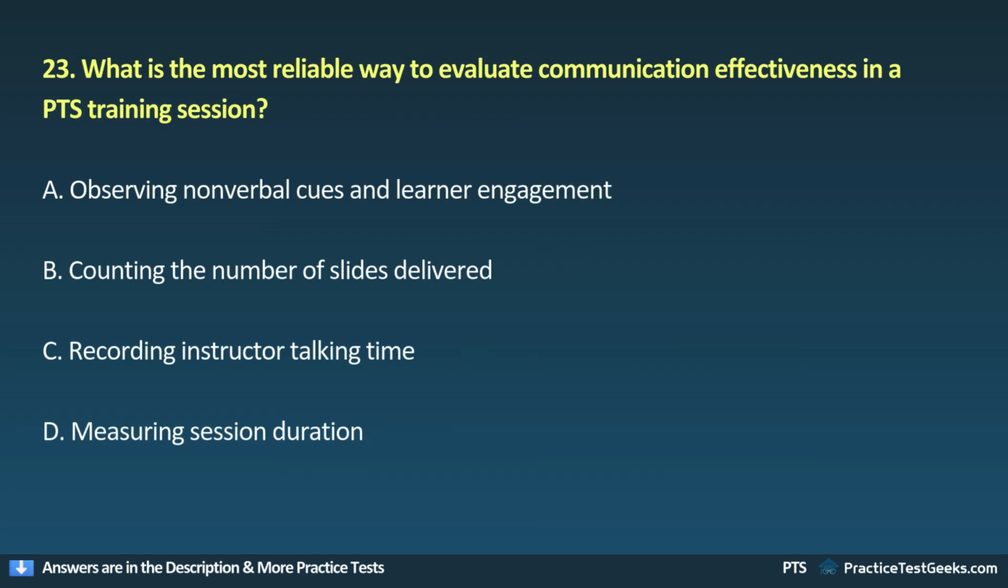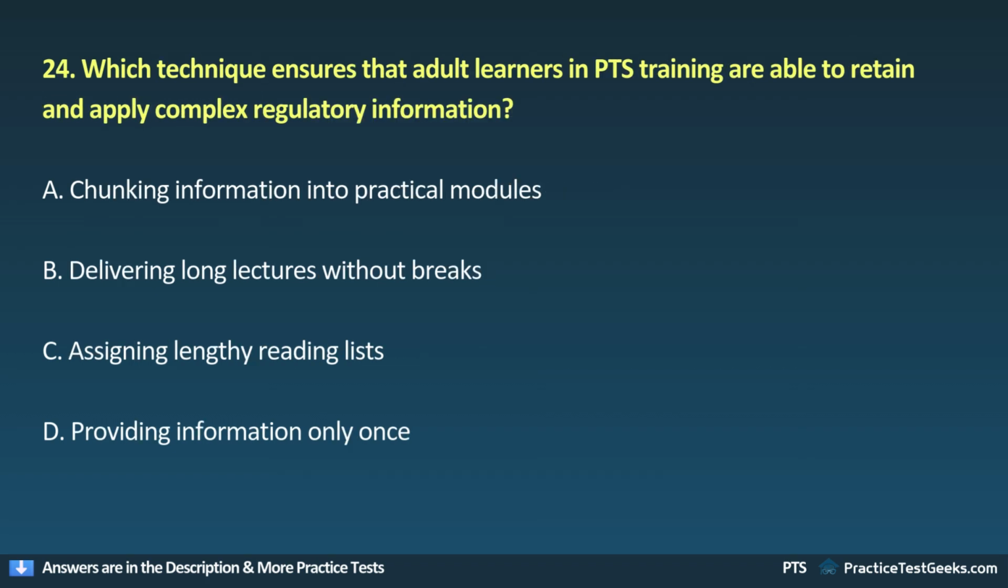23. What is the most reliable way to evaluate communication effectiveness in a PTS training session? A. Observing nonverbal cues and learner engagement. B. Counting the number of slides delivered. C. Recording instructor talking time. D. Measuring session duration.